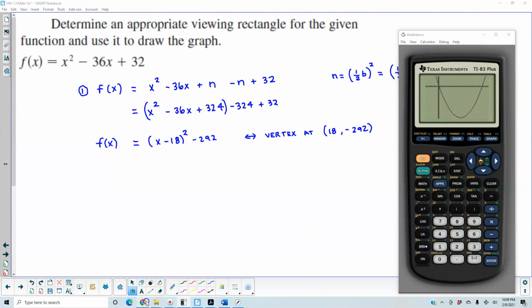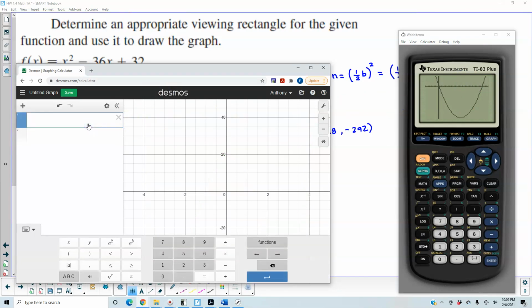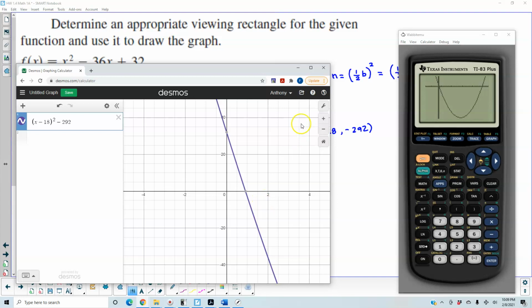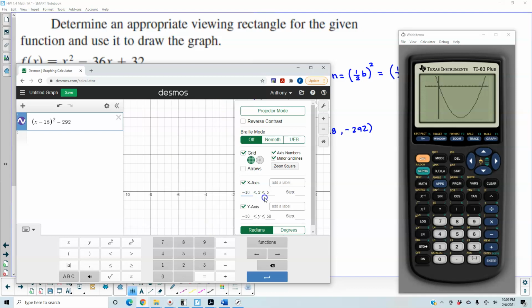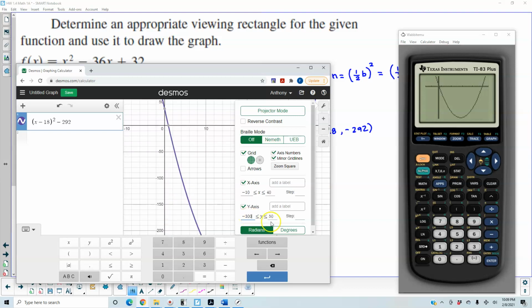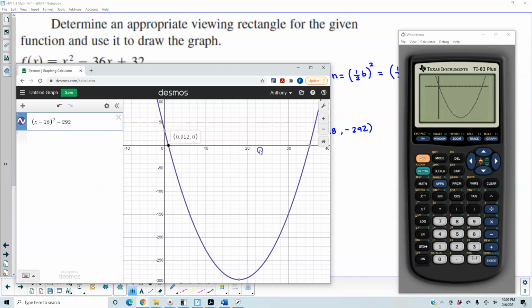And then we can also do that on Desmos. So we're going to put in x minus 18, squared, minus 292. And again, we want to make sure that we can view it in our window. So we're using our x viewing rectangle as negative 10 to positive 40, and negative 300 to positive 100. And then we can see what our x-intercepts are, what our vertex is, and what our y-intercept is.